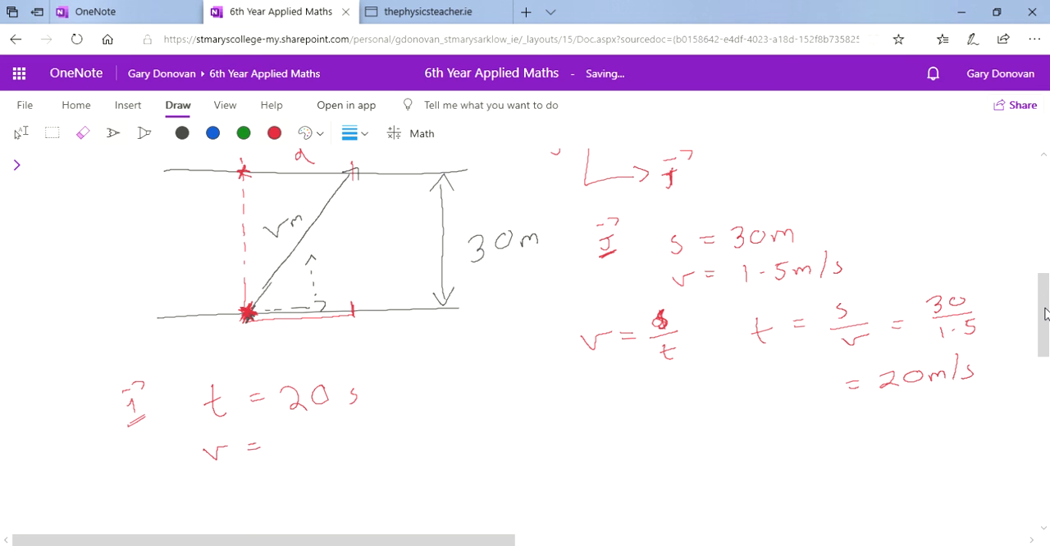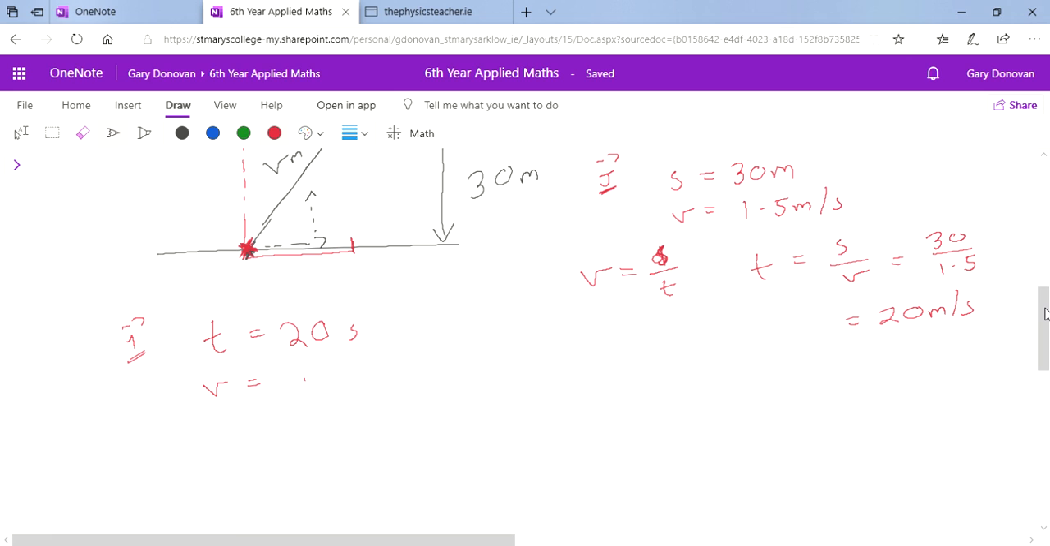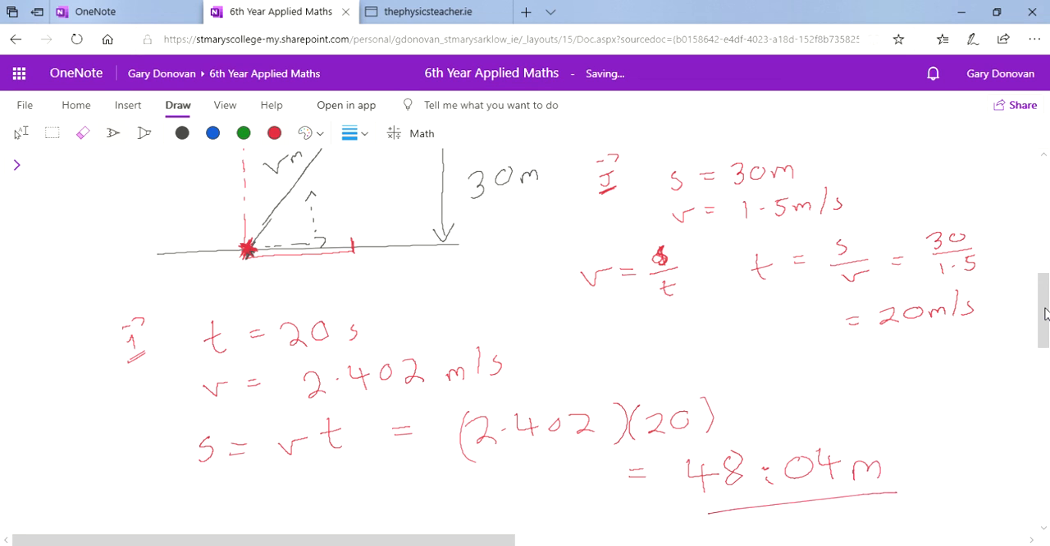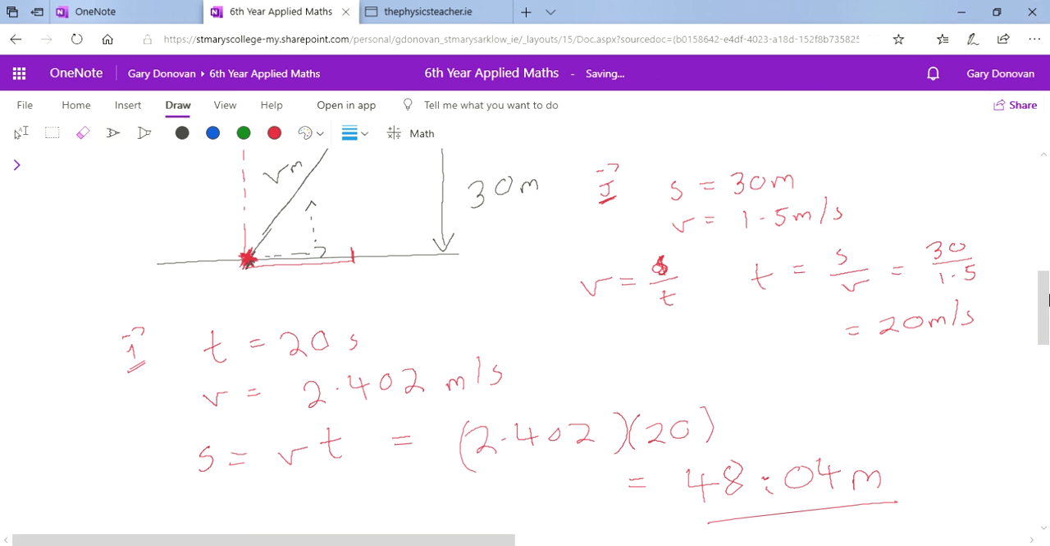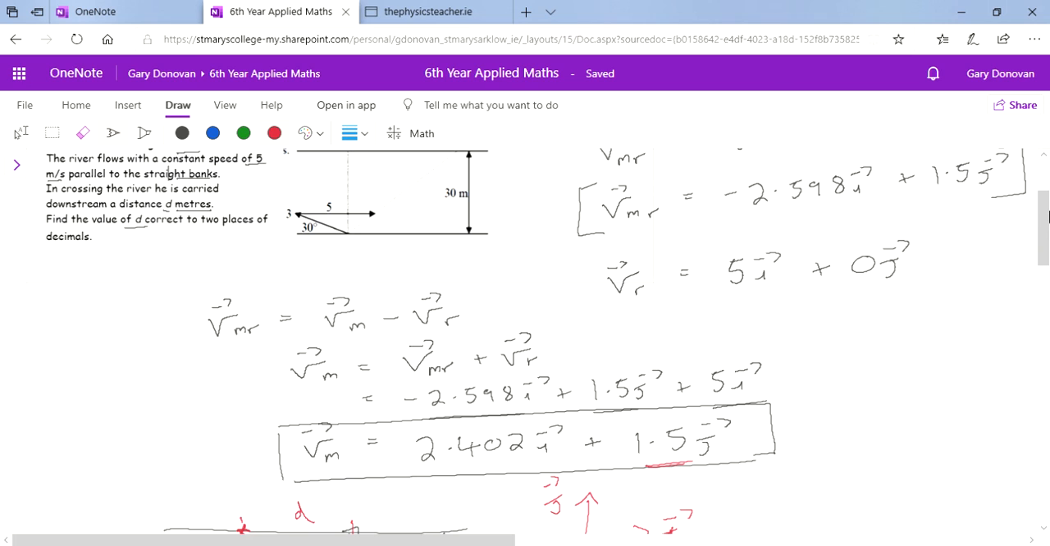And we know the velocity in the i direction is 2.402 meters per second. So now we can use this to find the i displacement. s will equal v times t, which is 2.402 times 20, which works out at 48.04 meters. And that's your answer. So really easy question once you understand the fact that you need to split everything into i and j, and once you get your velocities right here at the start.